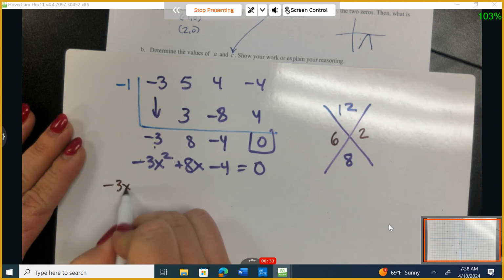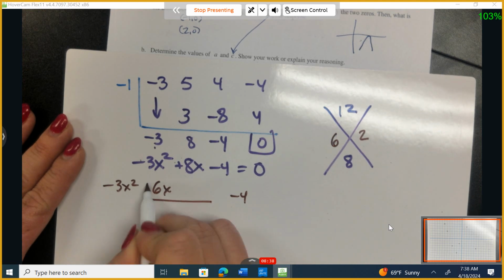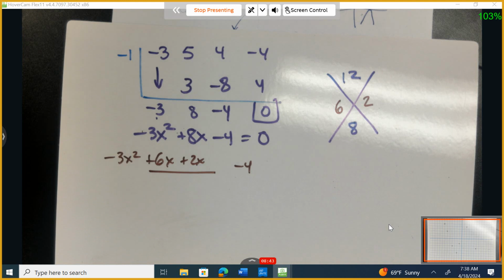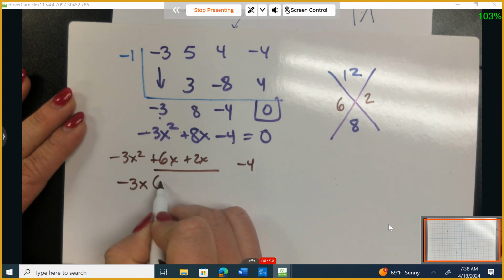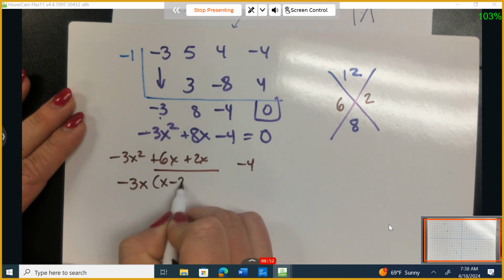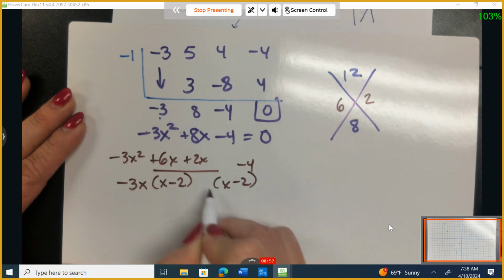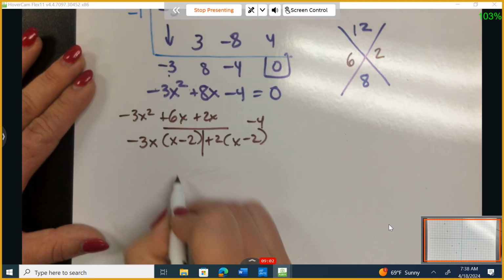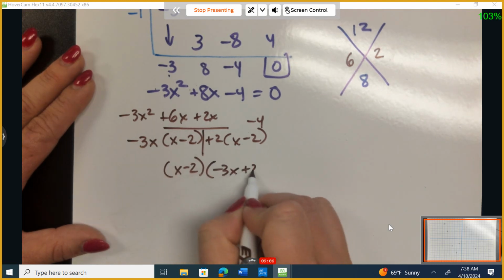So I'm going to drop down the a, drop down the c, and now in this area I'm going to put my 6x and my positive 2x. Before I move on, I'm just a little nervous after making that first mistake. Does anybody disagree with me? No? Okay. I can factor out a negative 3x, and I'm left with x minus 2. Negative 3x squared plus 6x, plus 2x minus 4. Okay, all of this looks great. They both contain an x minus 2. In the front is a negative 3x, in the back is a plus 2.